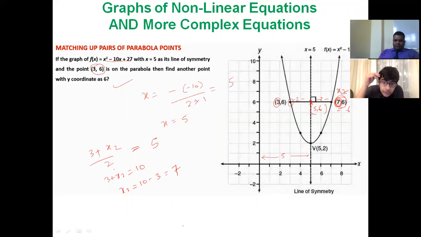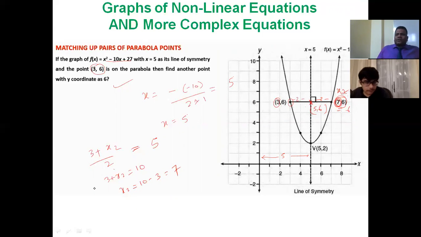This is solving the matching pair of points. So is that clear, right?